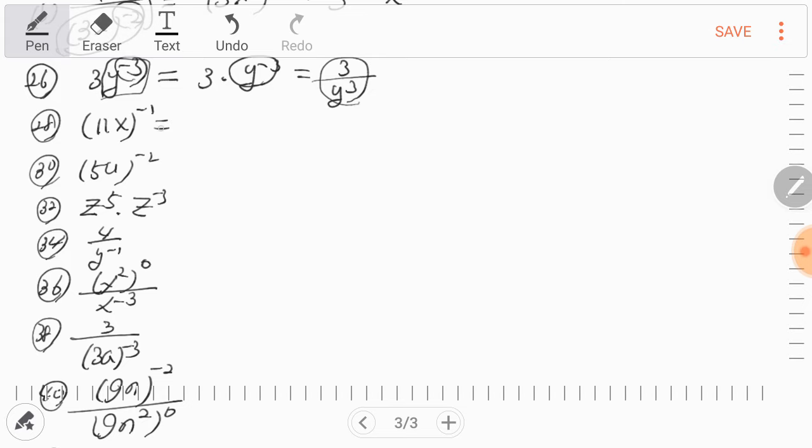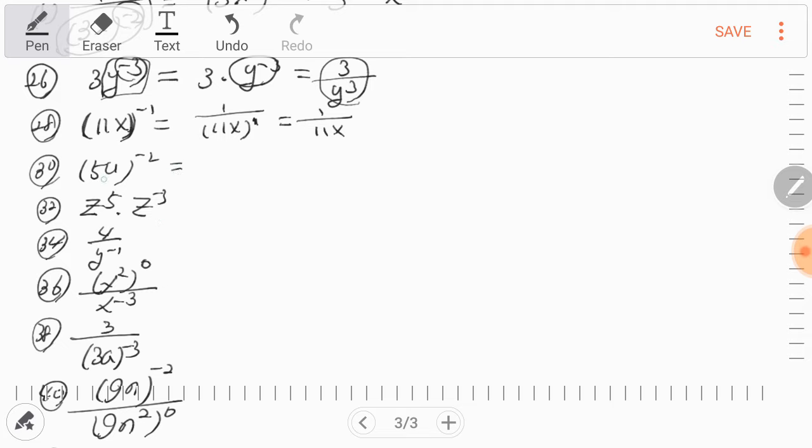Okay, the second one, number 28 is, okay, now the base is 11x. So if you want 11x to be a base, then you have to put parentheses. So we know that 11x is the base. Then move that one to the denominator, 11x to the first power. Then if the power is 1, we don't need it. So it is 1 over 11x. Okay, the next one is the same.